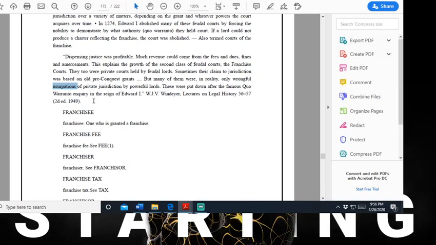W.J.V. Windeyer, Lectures on Legal History, 56, 57, second edition, 1949. So this is the reference that you can see, but I want you to understand how all of this stuff works. A lot of y'all are missing some of the fundamentals, so you can't get your remedy. You're doing all this paperwork and you don't know how to set it up like a franchise and know how to orchestrate this information so that you can get your remedy in court and enforce it.